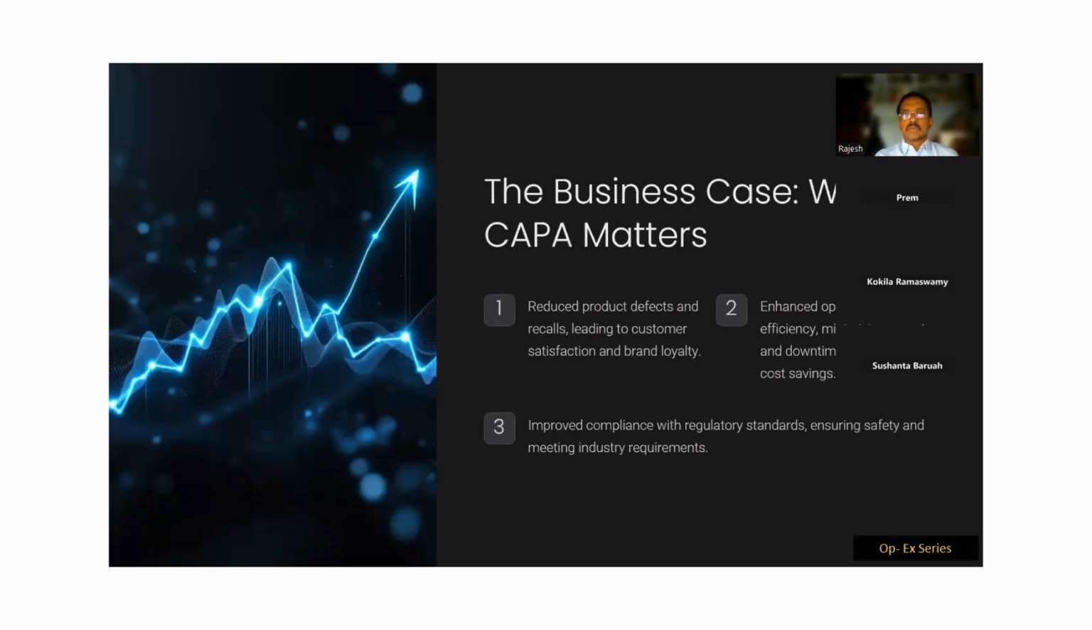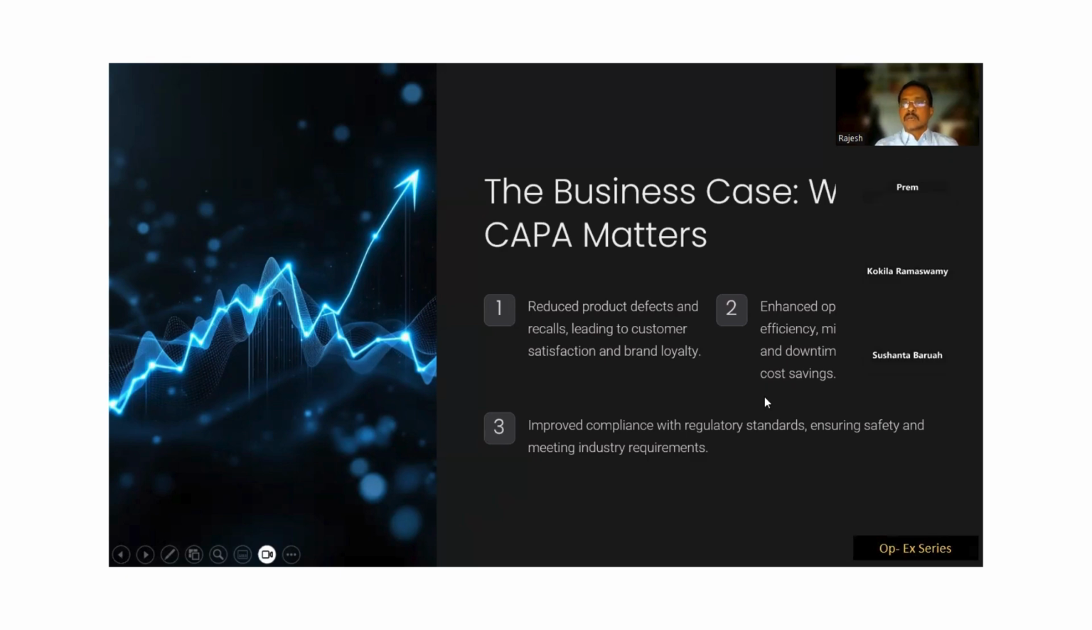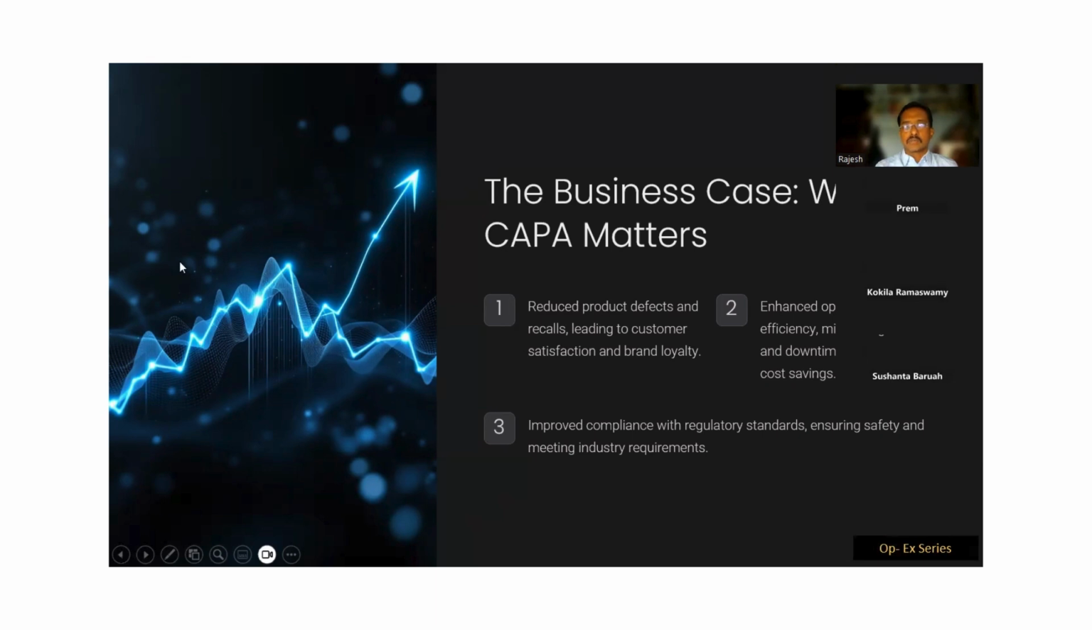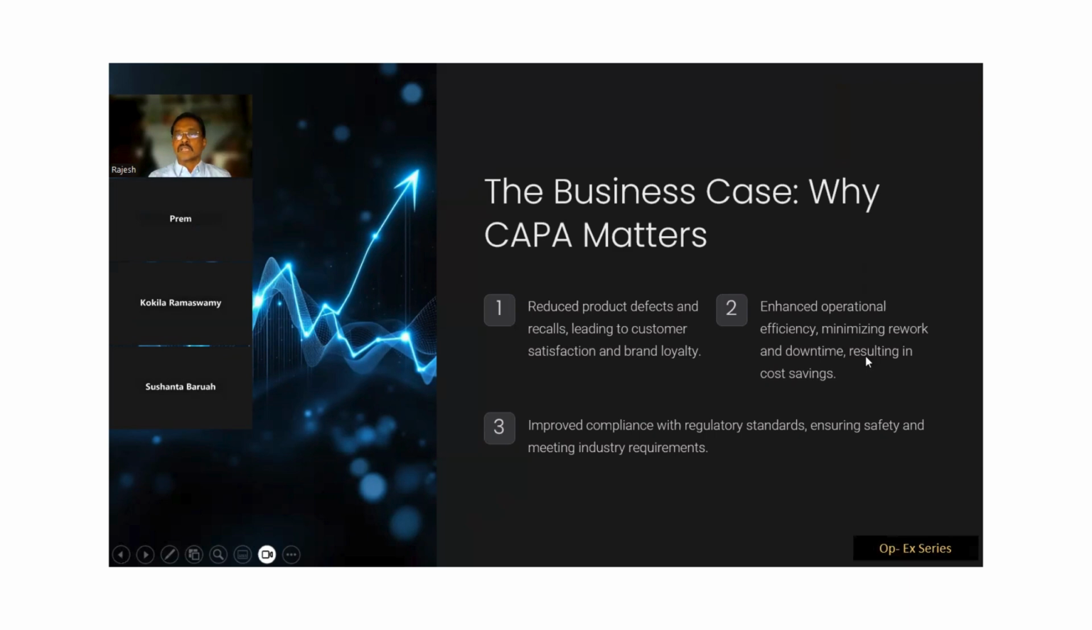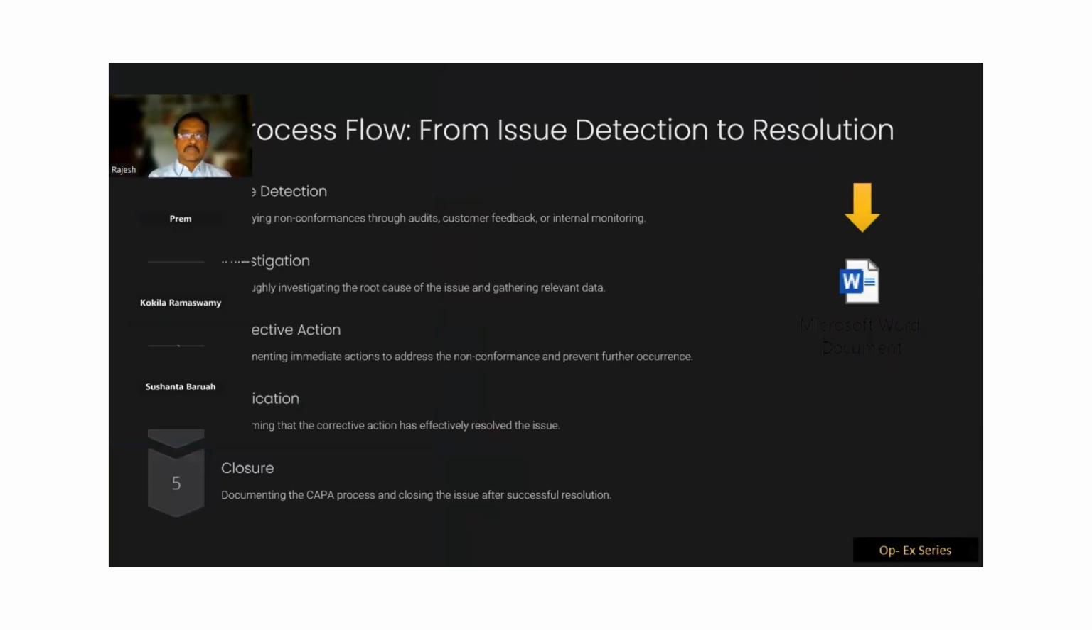So first, what is CAPA? It reduces product defects, and here we have to say service defects, and avoids this particular scenario. Second, enhancing operational efficiency and minimizing rework. How am I going to minimize my rework? This is my enhanced operation. And improved compliance: compliance means I improve my quality percentage in audits. This is what I'm going to do.